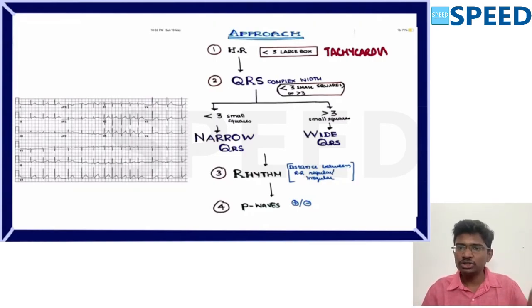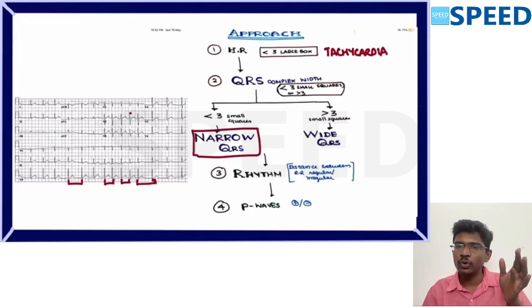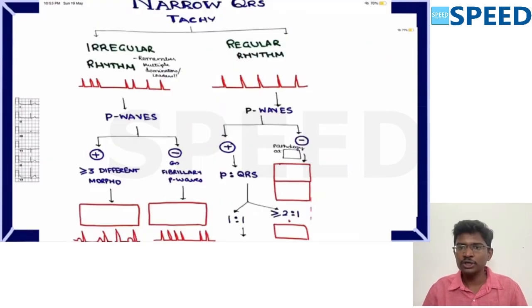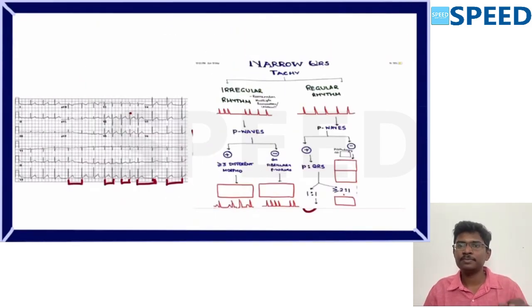So coming on to this question, if you see, first there is tachycardia. Next, the QRS width is less than 3 small squares. So it is a narrow QRS tachycardia. And then the rhythm, if you see, distance between RR is varying. So this is irregular narrow QRS tachycardia. If this comes in your exam, only 2 possibilities are there. So here you should check for the P waves.